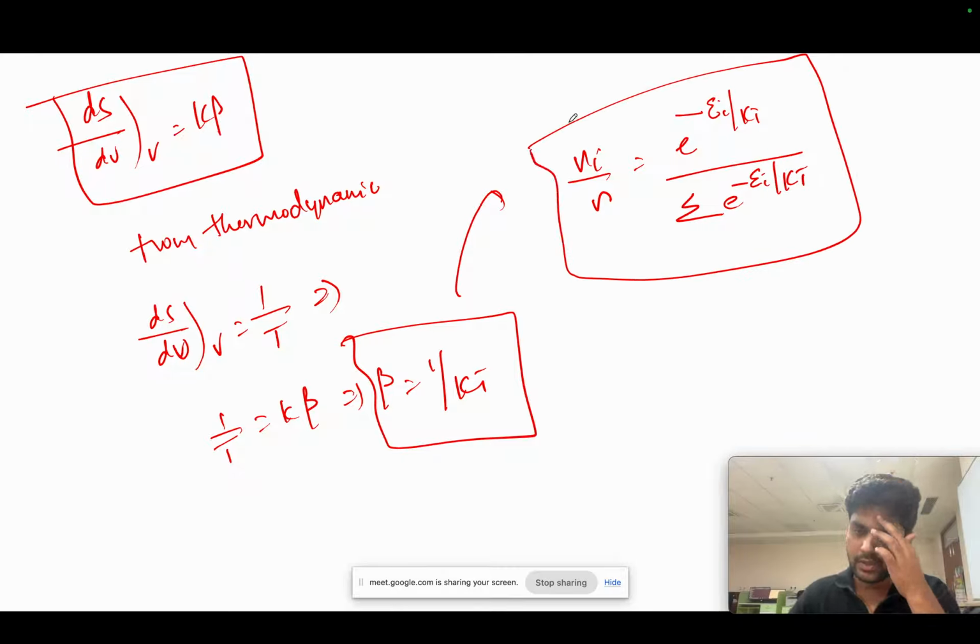So any doubts in this equation? If you have any doubts in any step, I will explain it again. Just let me know if you have any doubts how we got this equation. No, sir. Yeah, fine, thank you.